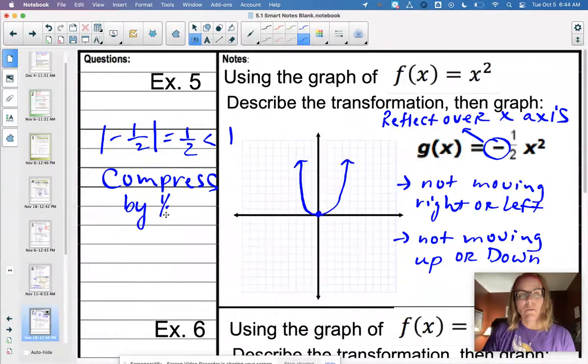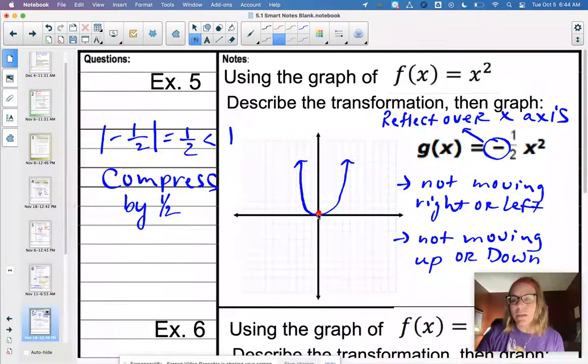by 1/2. So when we go and graph it, what I'm going to be looking for is, do you understand that your vertex is still at (0, 0)? Because we're not moving right or left. We're not moving up or down. Do you also recognize that your graph is going to be flipped upside down? And you also recognize that it's going to be chunkier. Compress means chunkier.